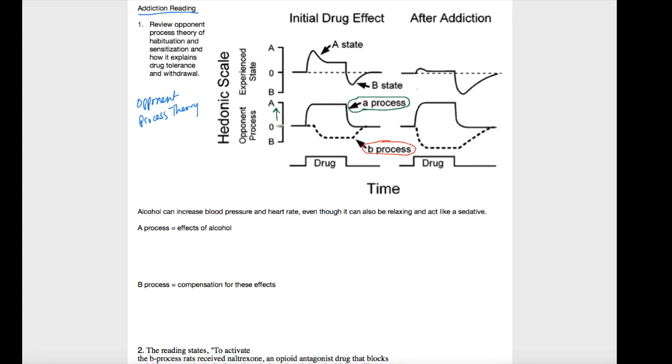That's the A process. And the reaction to that deviation from this even state is the B process that kicks in to bring us back down. So we have these kind of opposite forces. One is the A process, the initial reaction to the drug, and the other one is the B process, the compensation, or you can think of it as the reaction to the reaction. Now what that looks like is shown up here in the top.